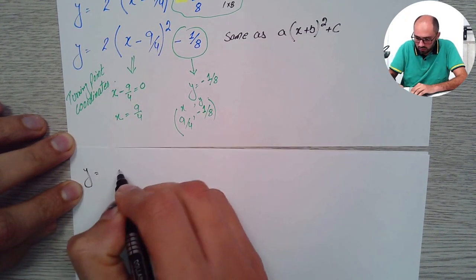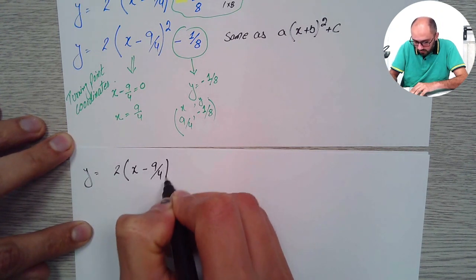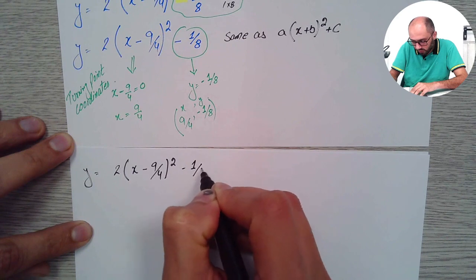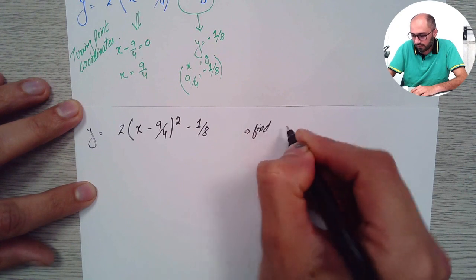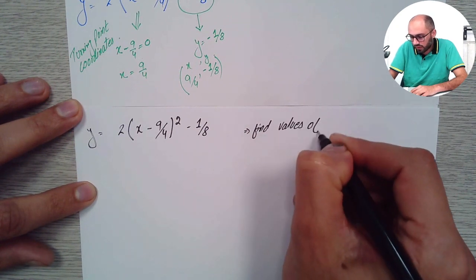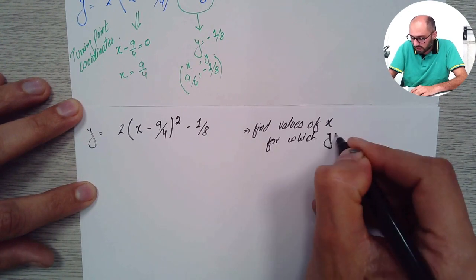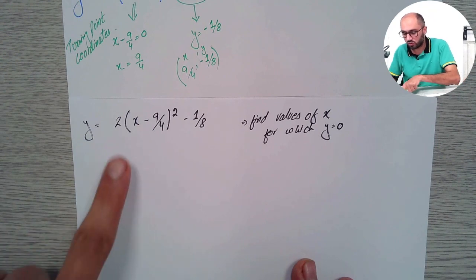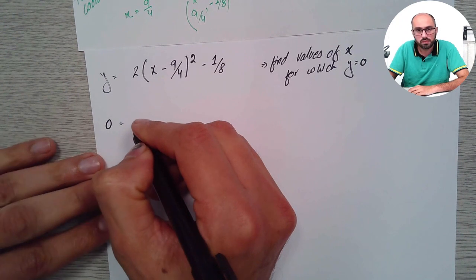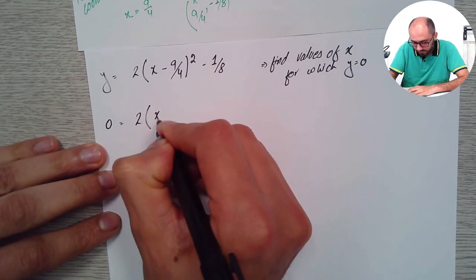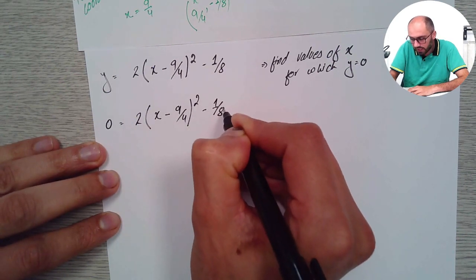This is y equals 2 times (x minus 9 over 4) whole squared minus 1 over 8. So in this case, I'm saying find values of x for which y has a value of 0. In other words, I'm saying solve this equation. So if you are asked to solve this, you'll replace y with 0. It will become 0 equals 2 times (x minus 9 over 4) squared minus 1 over 8.